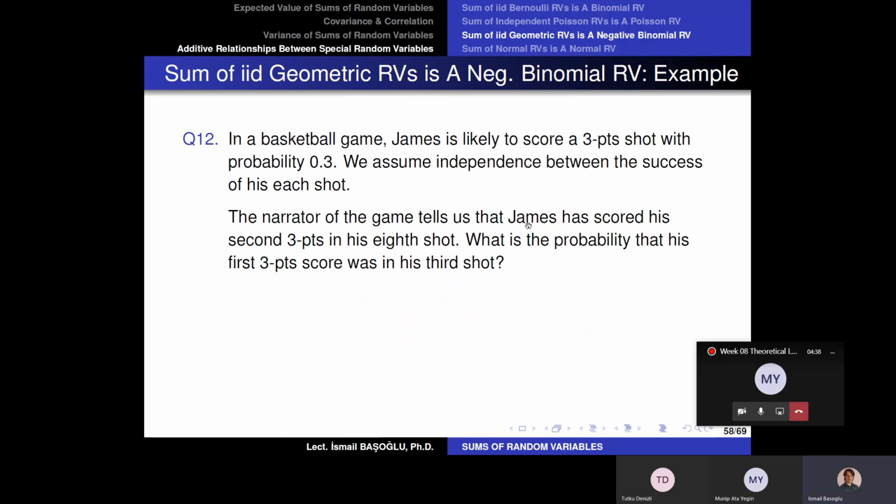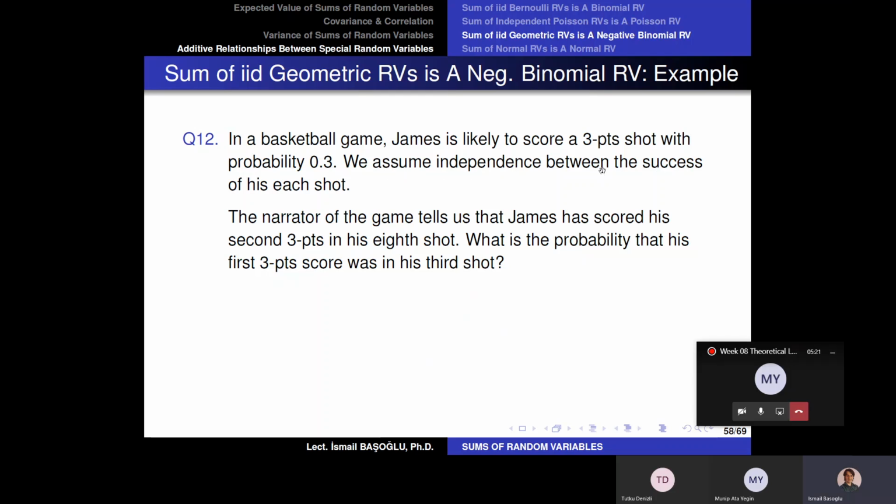Now we are going to solve a similar question to the one we did in the previous day. Yesterday, we solved a question based on conditional probability. And this time we are going to experience a similar question. In a basketball game, James is likely to score a 3-point shot with probability 0.3. So James is a basketball player, and whenever he tries a 3-point shot, he succeeds in scoring it with 0.3 probability, but there is also a chance that he misses with 0.7 probability.